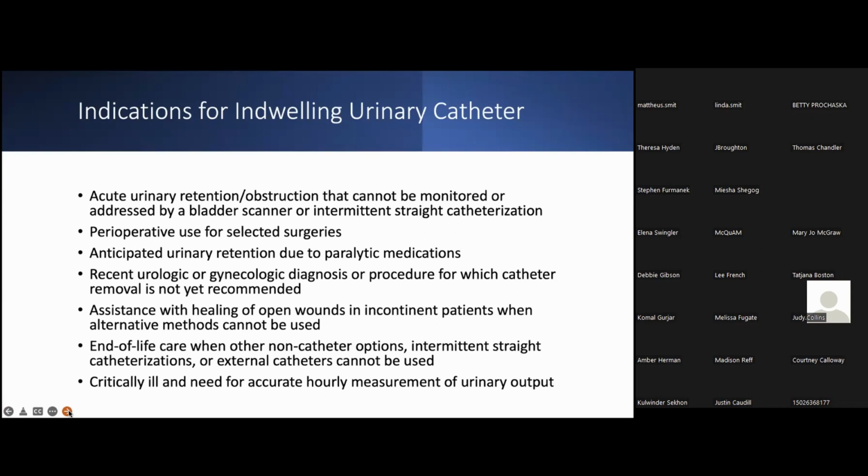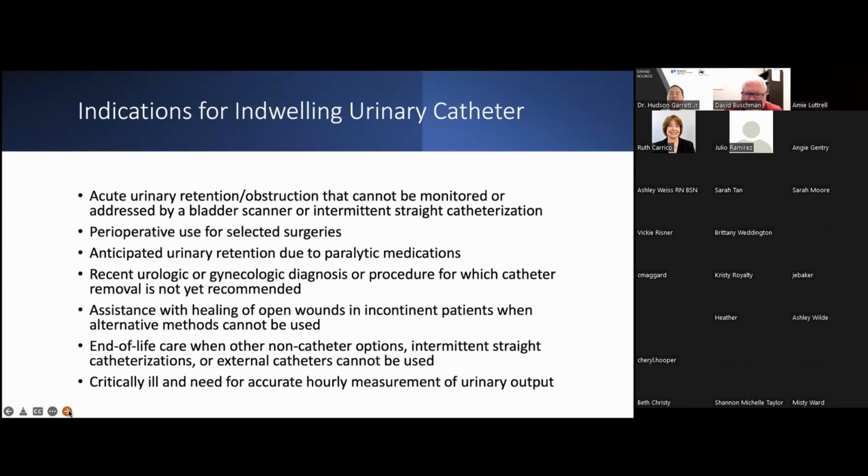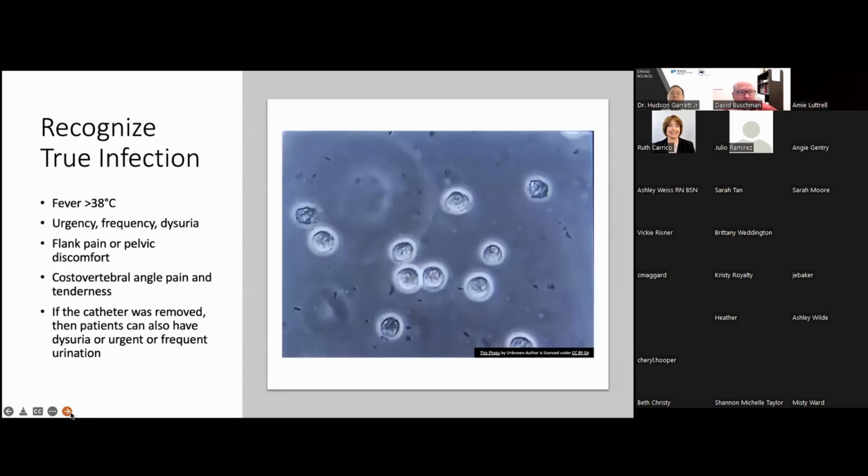Or even with hospice patients, there may be more of a comfort care intervention there where we're not necessarily worried about long-term impacts of the catheter, but we want to make that patient comfortable during their last moments of life. And certainly if we're measuring input and output, this is going to be an important element as well.